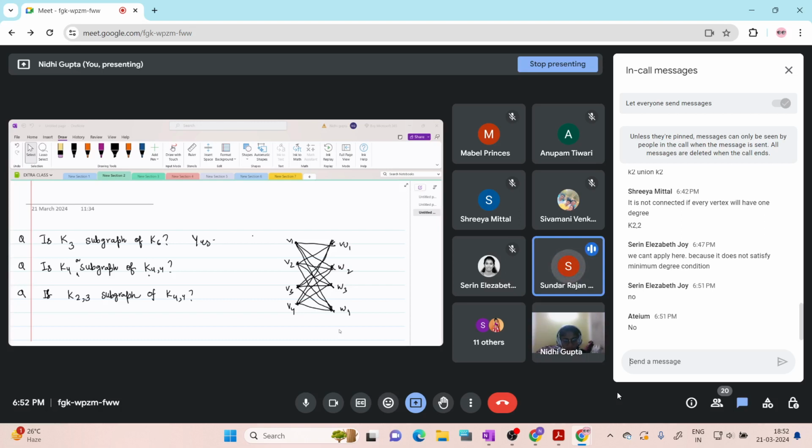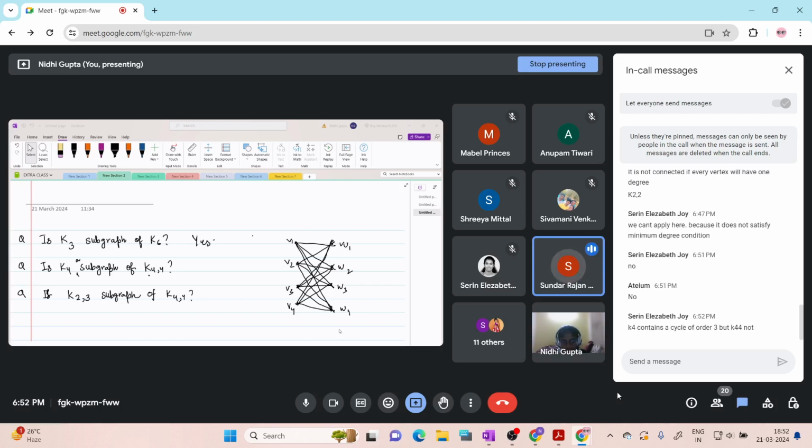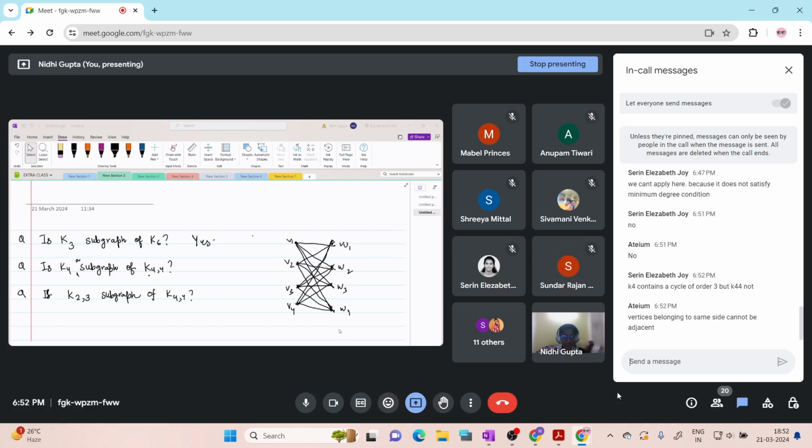Here V1 is adjacent to W1, W2, W3 and W4. But if we choose four vertices, then V1 and V2 are not adjacent, so we will not be getting a subgraph K4. Correct. If you pick any 4 vertices, we are not getting a collection in which all the vertices are adjacent. Therefore, K4 cannot be a subgraph of K44.